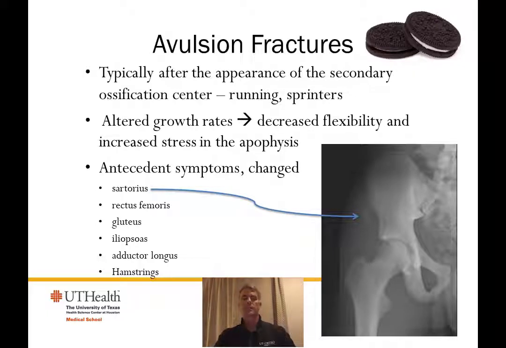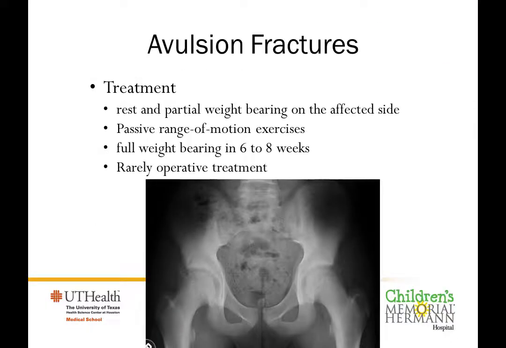And I have a list of a few different places around the hip, but there's multiple areas that can have these avulsion fractures. Really, if you have one, the treatment is rest, only putting part of the weight on that side, exercises, and then a return in about 6 to 8 weeks. It rarely requires a surgery.